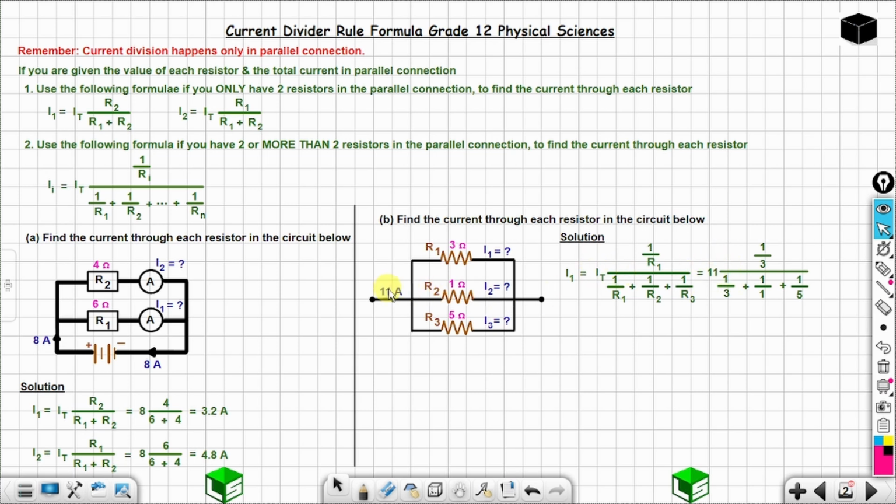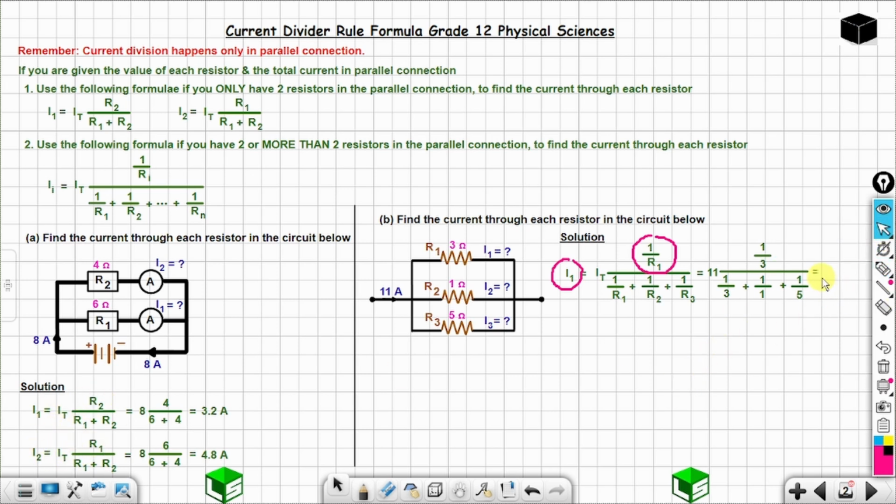You have your total current, 11. So can you see, when you are calculating I1, you are going to have 1 over R1 in the numerator. It's different from this. So we carry on.